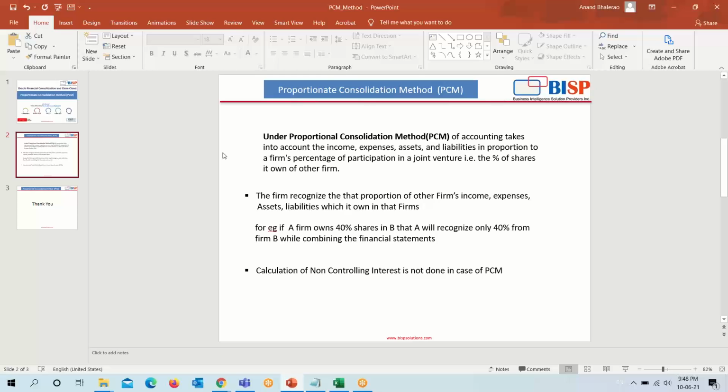Calculation of non-controlling interest is not done in case of PCM, that is under this method, because we do not have influential control or full control over the subsidiary or the other firm.